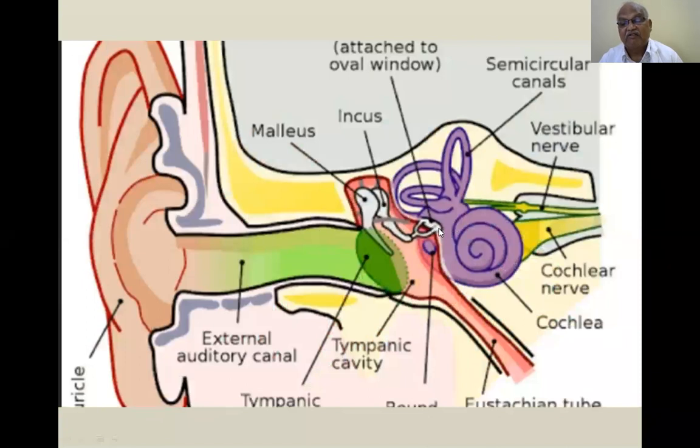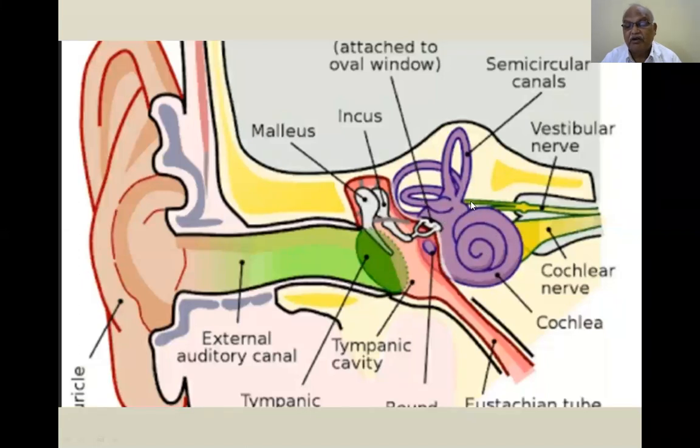So this is once again a colorful diagram: cochlea, vestibule, and semicircular canals. Three semicircular canals. So this is the vestibular nerve. This is the cochlear nerve. So this is the cochlea, a rounded part, a rounded circle that is called cochlea. Two or three turns. This is the cochlea.